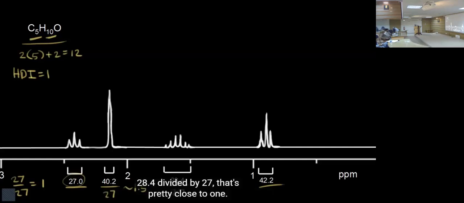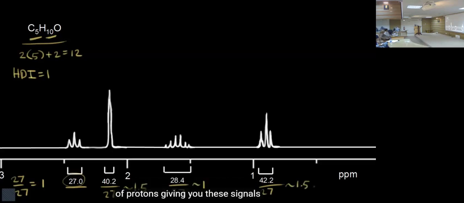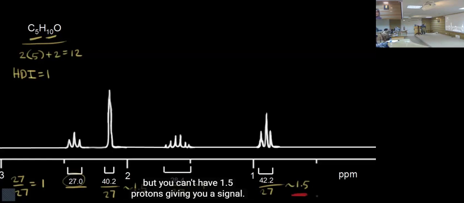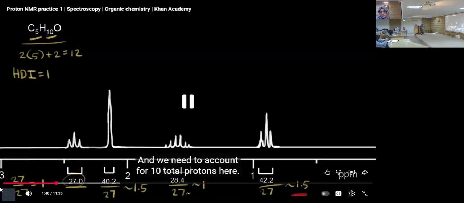28.4 divided by 27 is pretty close to 1. And 42.2 divided by 27 is once again pretty close to 1.5. Remember, these are just the relative numbers of protons giving you these signals, but you can't have 1.5 protons giving you a signal. We need a whole number.